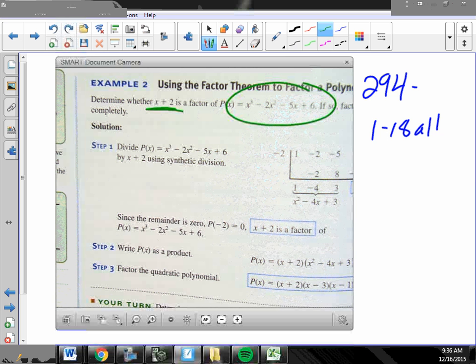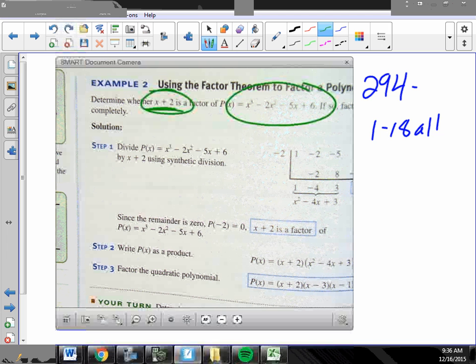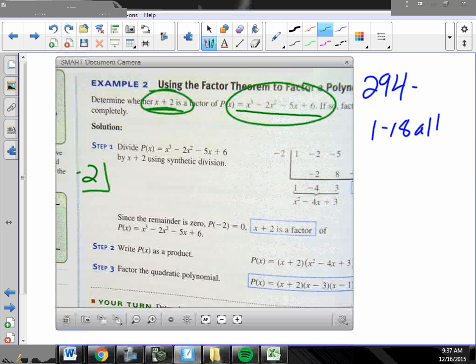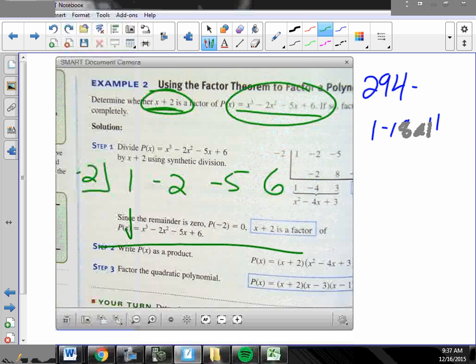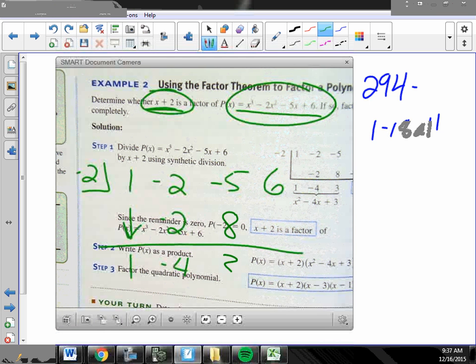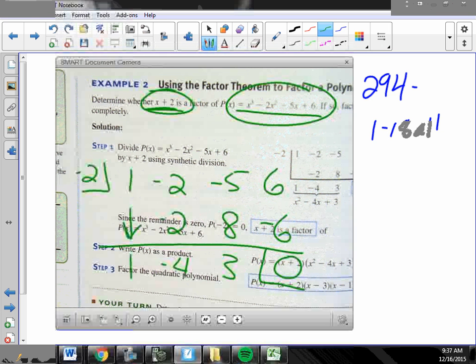So if the factor in the denominator is x plus 2, what do I put in the synthetic division box? -2. And then I line out the coefficients, 1, -2, -5, and 6. Drop the 1, multiply, we get -2, which gives -4. Multiply, and we get 8, which gives 3. Multiply -2 and 3 is -6, and my remainder is 0. What does that mean? It is a factor. So one of the three factors is x plus 2.